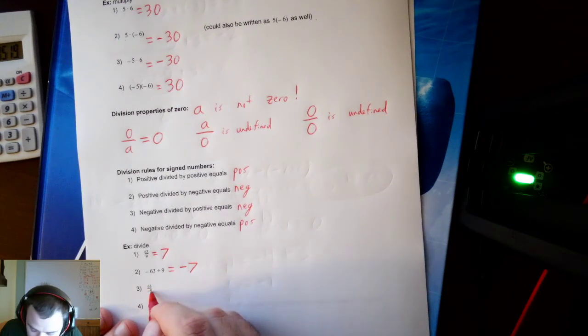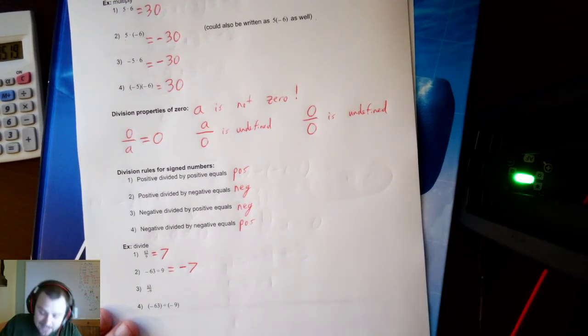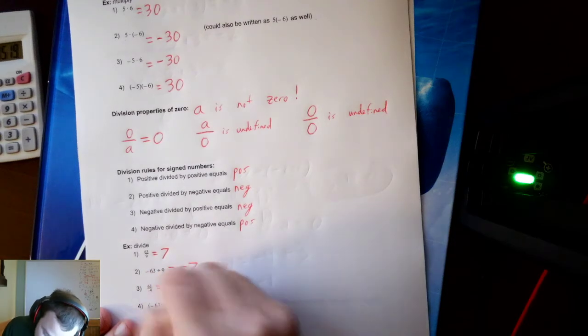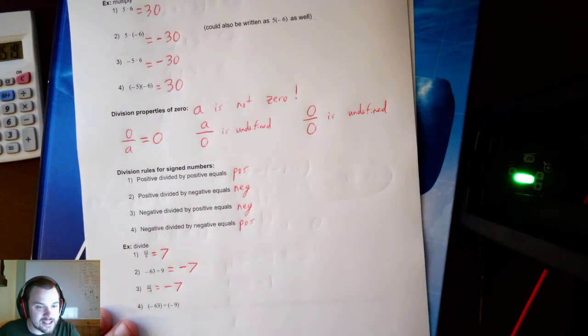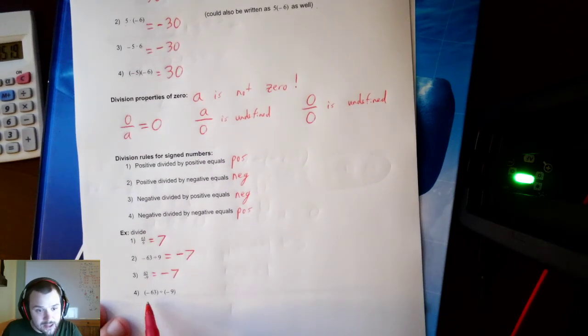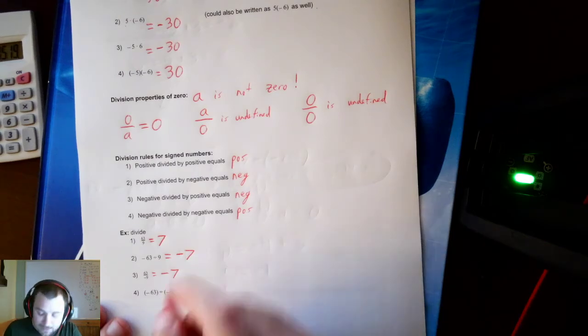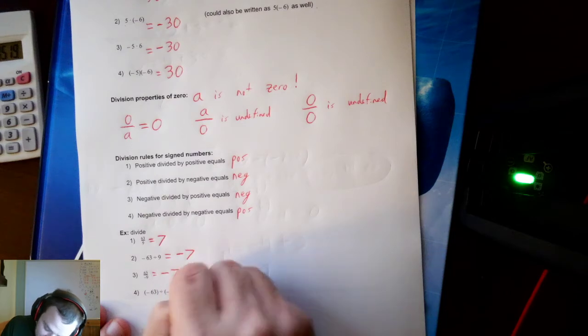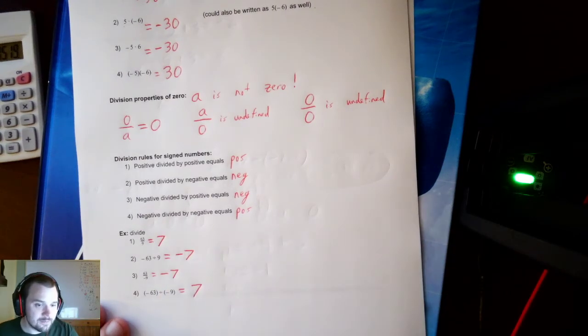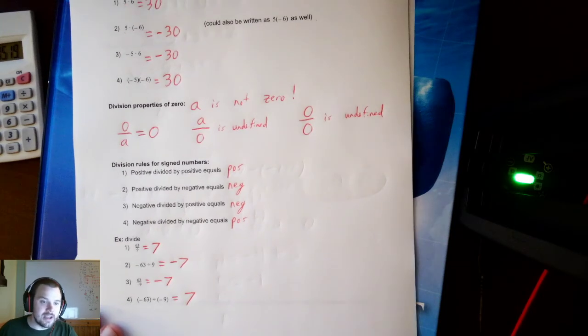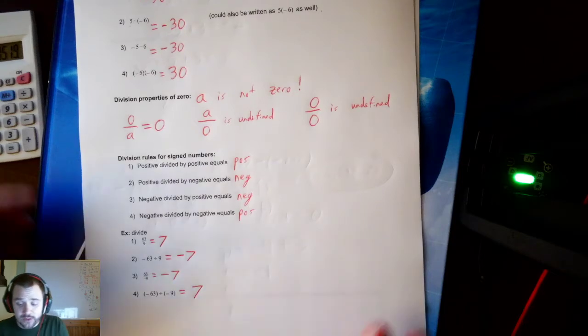63 divided by negative 9. Once again, different signs. So my answer is negative, and we're still dealing with 7, because 63 divided by 9 is still 7. And then lastly, negative 63 divided by negative 9. Negative divided by negative is positive, and so it'll be positive 7. So we can keep track of our rules for multiplication and division, right? Make sure you're comfortable with the sign rules.